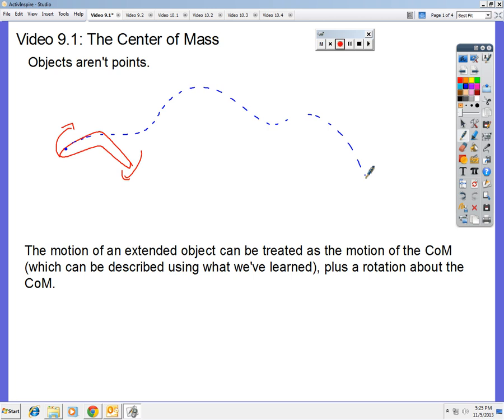But there is one point in the boomerang, about there, that if you track that point, it will actually take a parabolic arc. In other words, that is the only point in the boomerang that will obey Newton's laws, F equals ma. And that point is the center of mass.